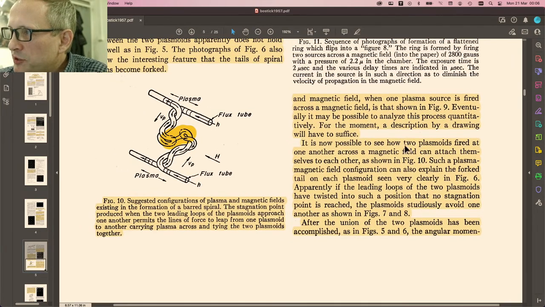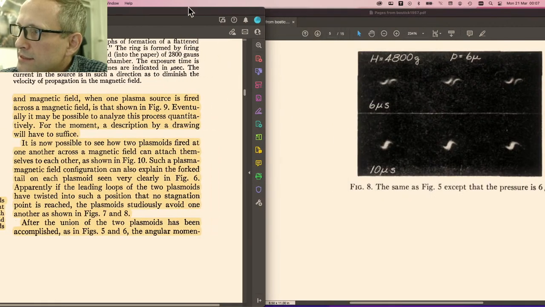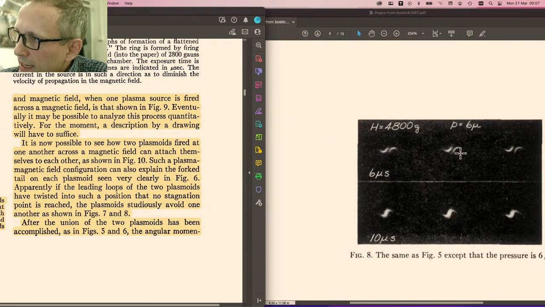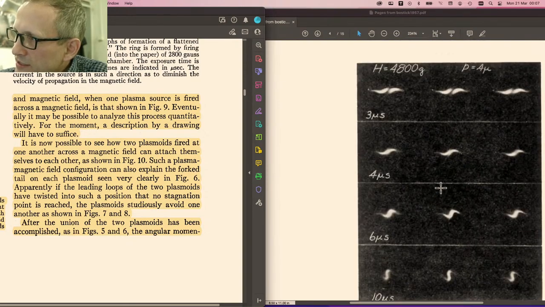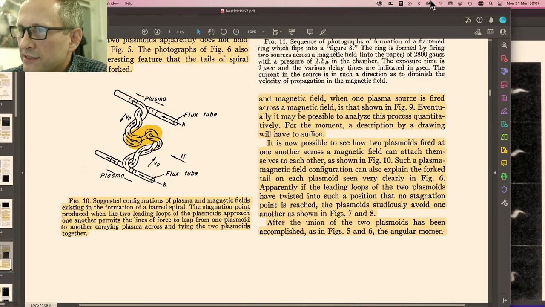It is now possible to see how two plasmoids fired at one another across a magnetic field can attach themselves to each other, as shown in figure 10. Such a plasma magnetic field configuration can also explain the forked tail on each plasmoid seen very clearly in figure 6. Apparently, if the leading loops of the two plasmoids have twisted into such a position that no stagnation point is reached, the plasmoids studiously avoid one another, as shown in figures 7 and 8. So they're there, but they avoid each other. They keep a distance from each other.